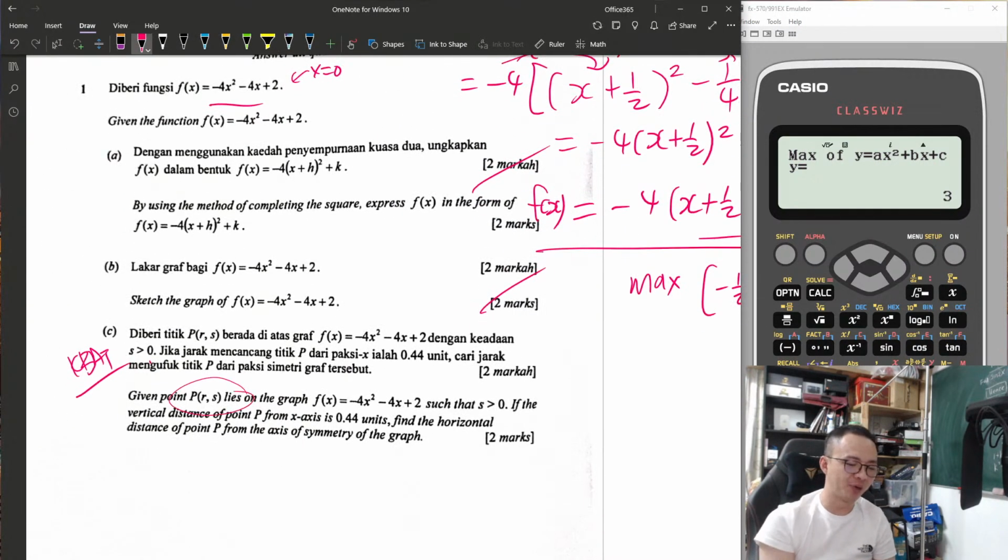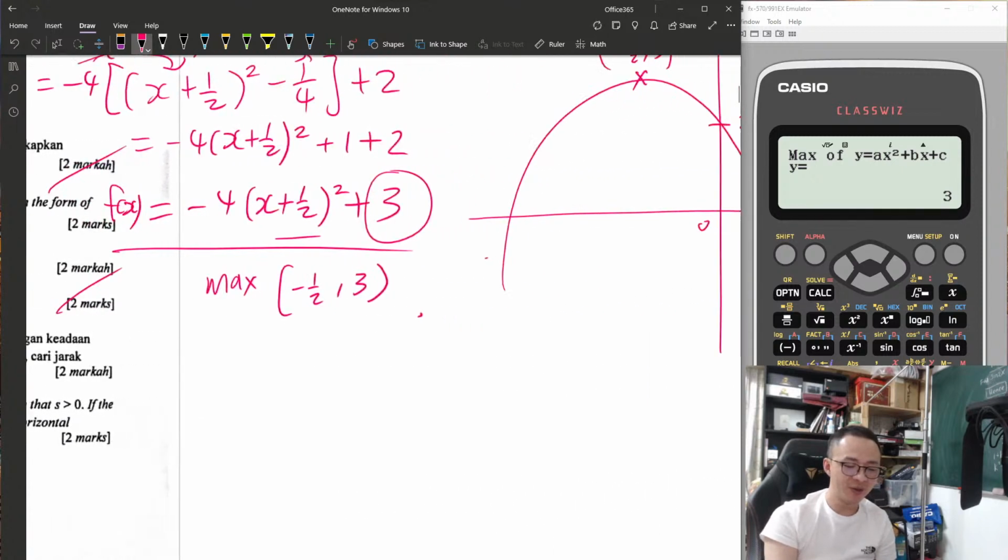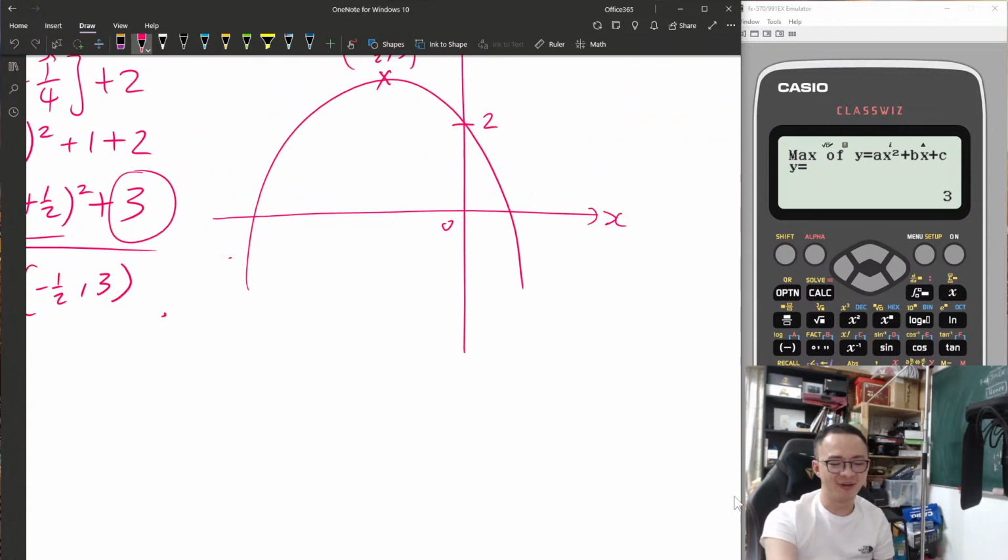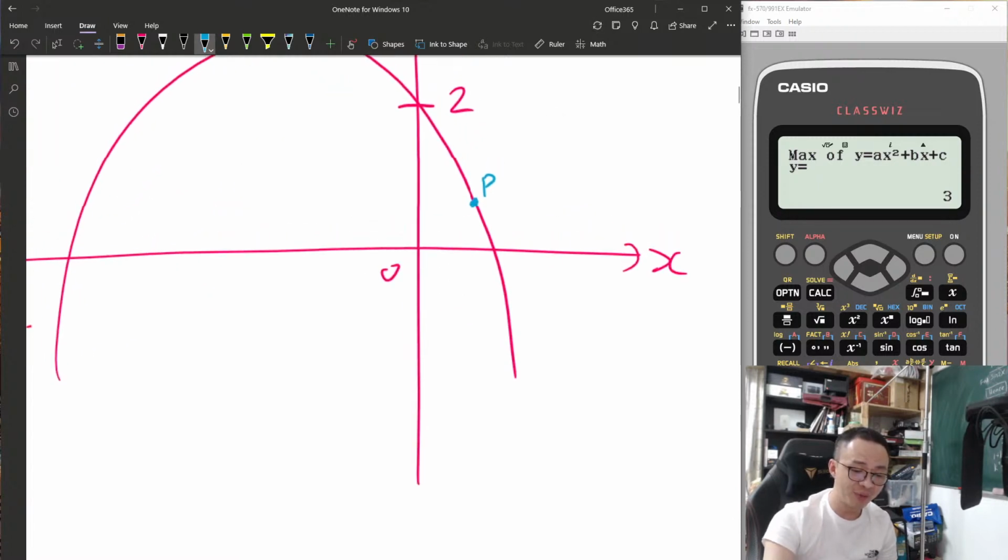Okay, then we go to part C. We have a point. We do not know where this point is. They say this point is actually lying on the graph of that equation, so that s is a positive value. S must be a positive value. S is a y, so here means y must be bigger than 0. The y coordinate of P. Okay, if the vertical distance of the point P from the x-axis is 0.44, so I will just assume this is 2. 0.44 is actually quite low, so I just assume P is here, but I will zoom in.